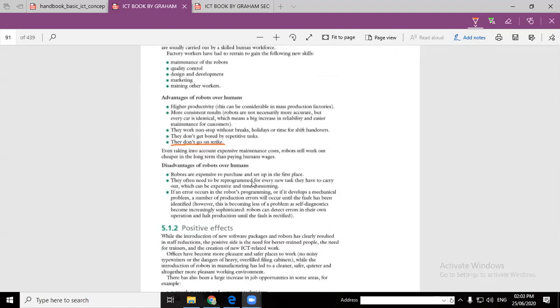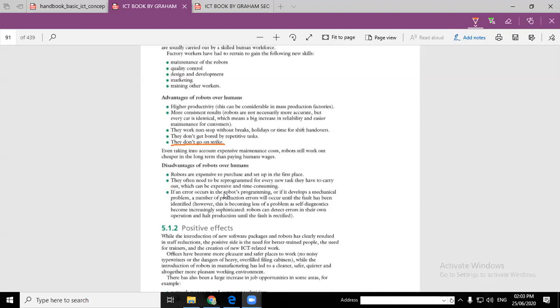So now we also have some disadvantages of robots over humans. Some disadvantages: robots are expensive to purchase and set up in the first place. Very expensive. They often need to be reprogrammed. I said some of you will maybe be doing programming in the practical part of the class. So they need to be reprogrammed for every new task they have to carry out.